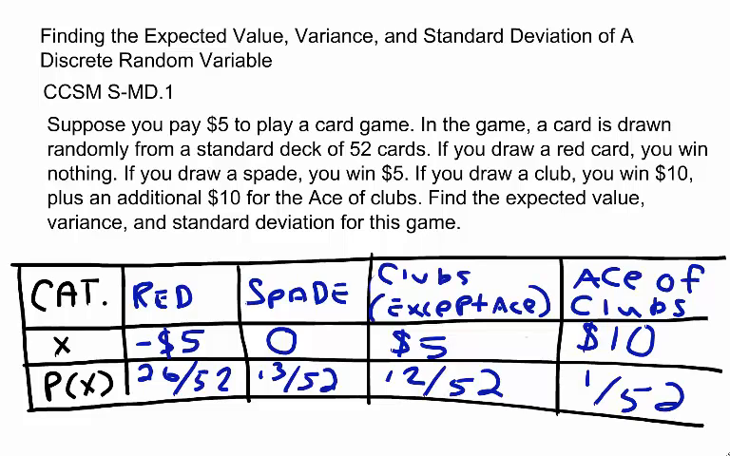There are 2 things that are very important which I'd like to point out. The first is, if you look at the column for red, we have -5 in the x row. This is because if you draw a red card, you win nothing, but you paid $5 to play, so you have to account for that $5 loss. As we continue along the row for the x values, you'll notice that the winnings have $5 subtracted from each one. So for example, if you win $5, you're really breaking even. So if you draw a spade, your x value is equal to 0. The other important thing is that our probability values are not represented as reduced fractions.